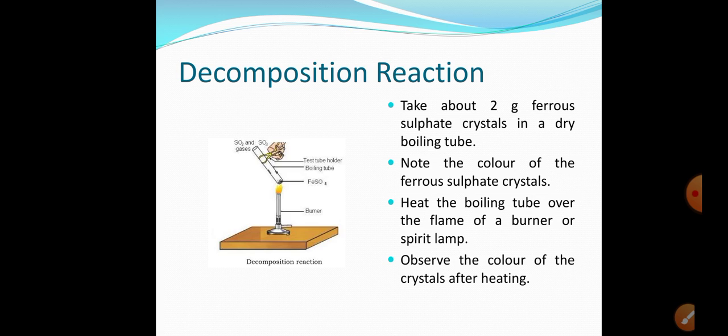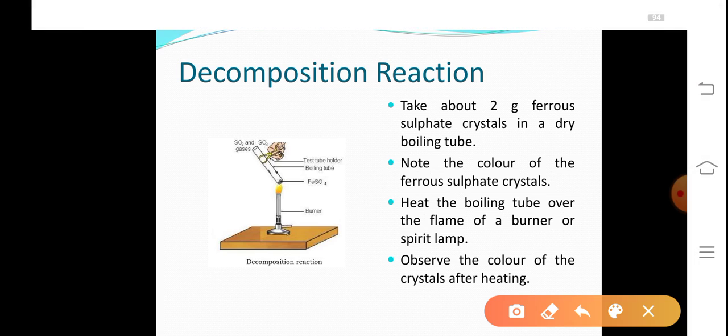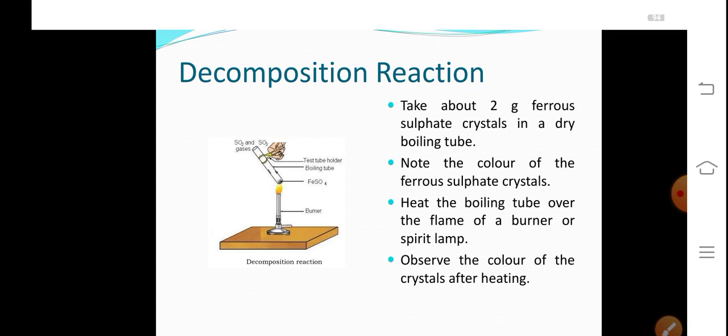Take about 2 grams of ferrous sulfate crystals in a dry boiling tube. Note the color of the crystals. Heat the boiling tube over the flame of a burner or a spirit lamp. Observe the color of the crystals after heating. So in this activity, we have to take ferrous sulfate in a test tube and then heat this ferrous sulfate. What is heat? Heat is a form of energy. So in presence of heat, ferrous sulfate will show decomposition.